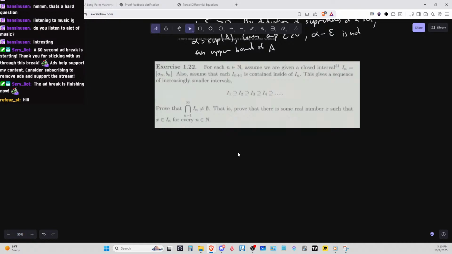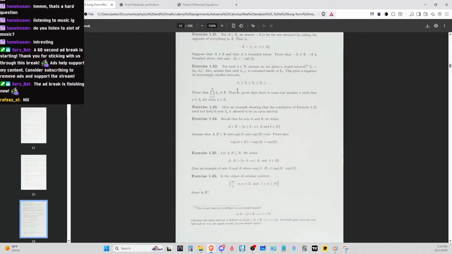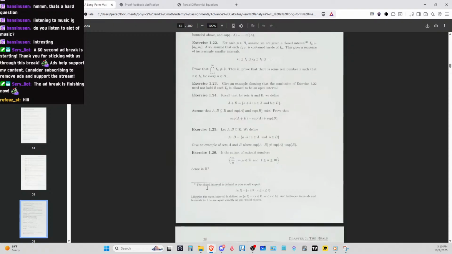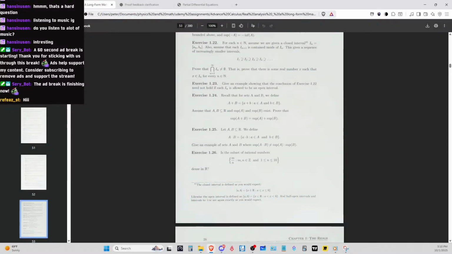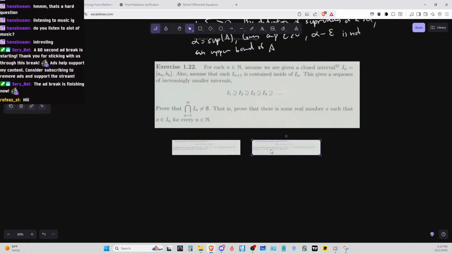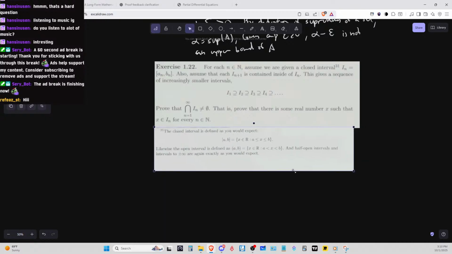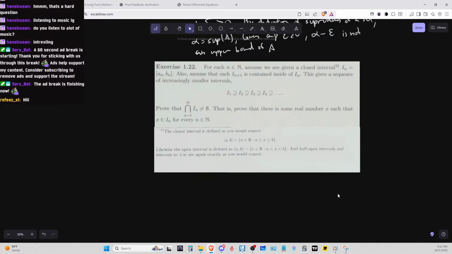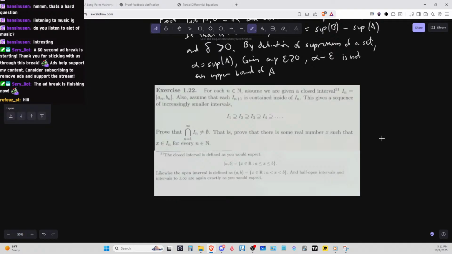Okay, so Sasha told me that this one was going to be a pretty tough one. Oh, I think there's a little footnote here for 31. Closed interval is defined as you should expect. Okay, so maybe we should also take that hint, because it's meant to help us.